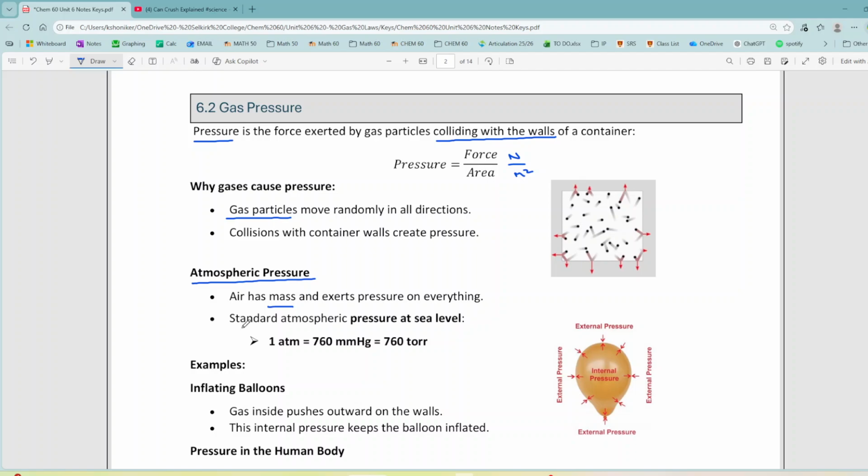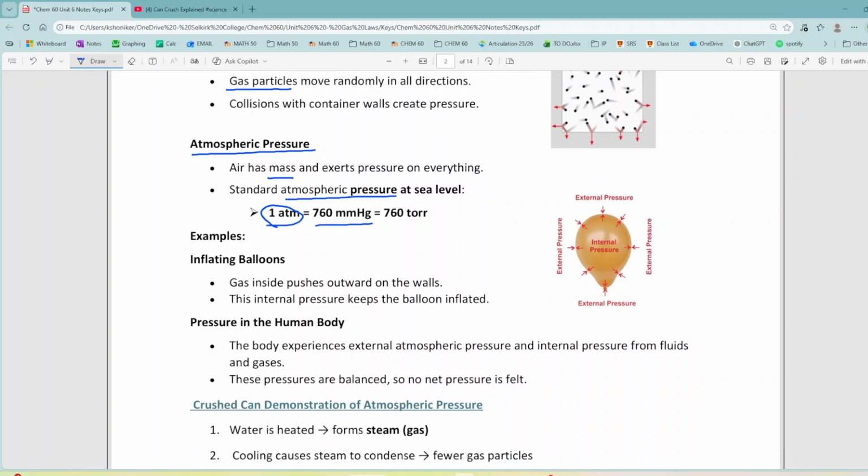For example, standard atmospheric pressure at sea level is 1 atmosphere, which is our SI unit for pressure. But this is also equivalent to 760 millimeters of mercury, or 760 torr. So here are some examples of this idea of pressure inside and pressure outside.